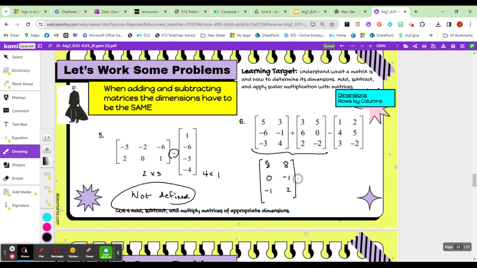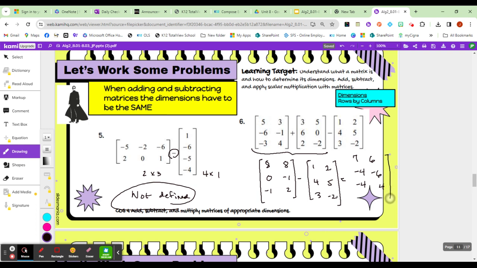Then you're going to bring down your subtraction sign. You're going to copy down everything in this matrix, the third matrix, just like it is. And then you're going to subtract. So you're going to do 8 minus 1. That's going to give me 7. 8 minus 2 is 6. 0 minus 4 is negative 4. Negative 1 minus 5 is negative 6. Negative 1 minus 3 is negative 4. And 2 minus negative 2 is 4.